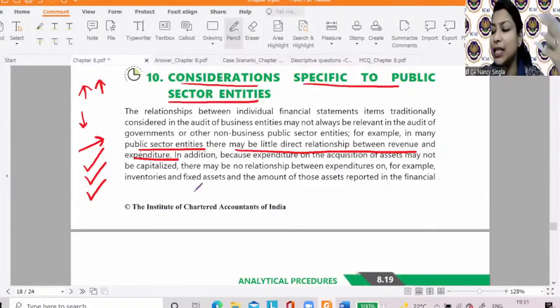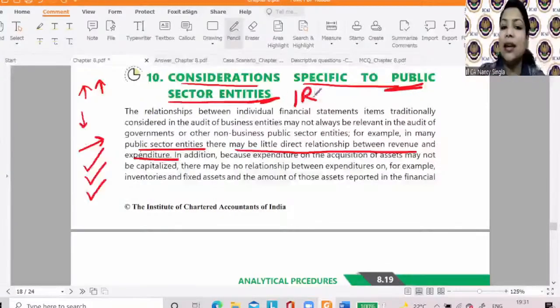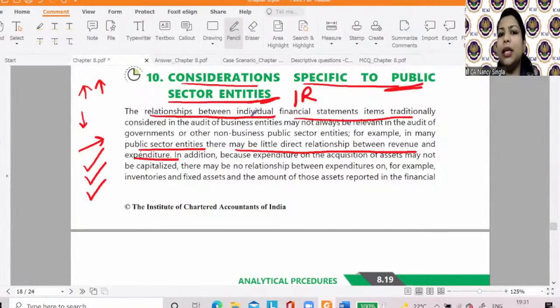So it basically says that auditor, when you have to apply the analytical procedures with respect to public sector entities, let's say Indian Railways, then keep certain things in mind. What are those considerations? That the relationship which traditionally, normally exists with your clients between the financial items that are appearing in your business entities, that is not there with respect to what? Public sector entities or government entities.